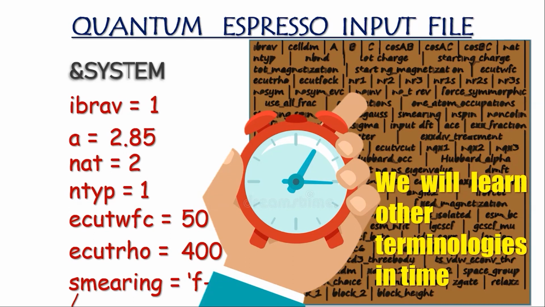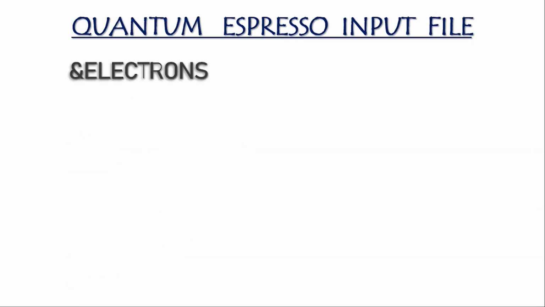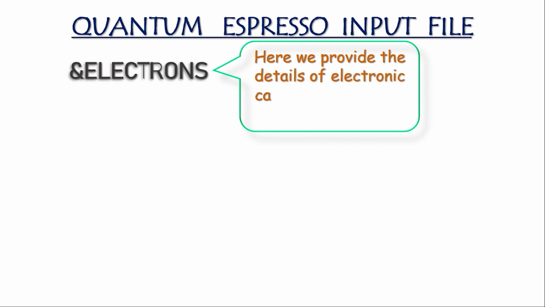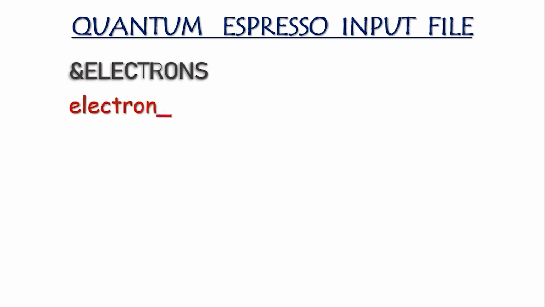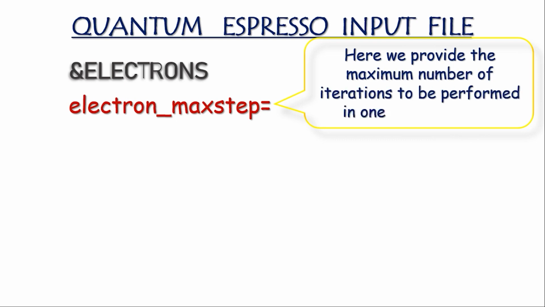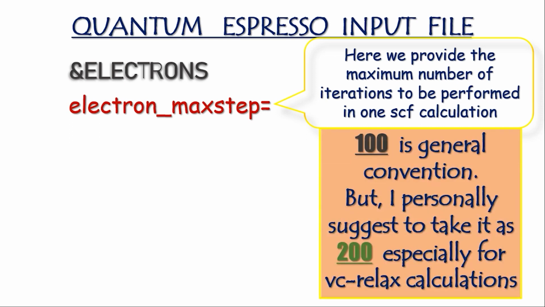Now, after SYSTEM, we have another namelist called ELECTRONS. Here, we actually provide the details of electronic calculations, that is, the details of the self-consistent field calculation. The first card under this particular namelist is electron_maxstep. Here, we provide the maximum number of iterations to be performed in one SCF calculation. Now, 100 is the general convention, but I personally suggest taking it as 200, especially for VC-relax calculations. Otherwise, you may get difficulties because if your convergence is not achieved in 100 steps, then Quantum Espresso is going to terminate the calculation anyway.